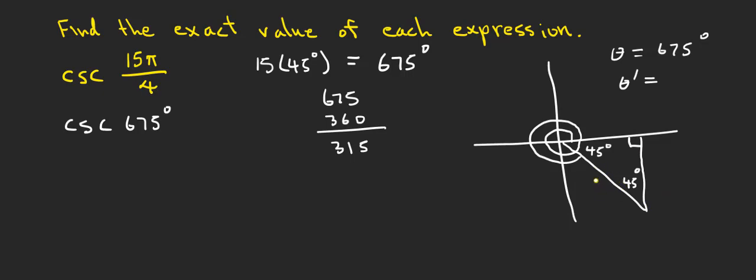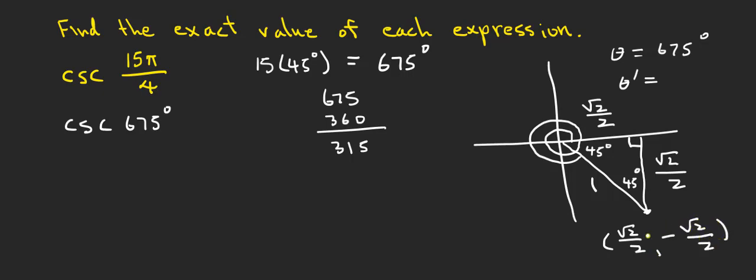Again, we're going to assume that r is equal to 1. What's the opposite of 45 then? It's going to be radical 2 over 2, and the other side is also radical 2 over 2. So this point right here will be positive radical 2 over 2 and negative radical 2 over 2, because for a point in the fourth quadrant, the x value is positive and the y value is negative. So we have x equals radical 2 over 2, y equals negative radical 2 over 2, and r is 1.